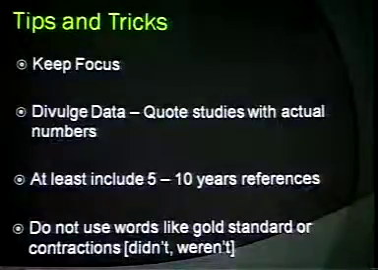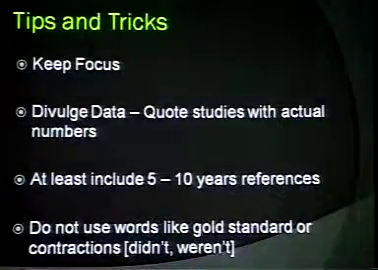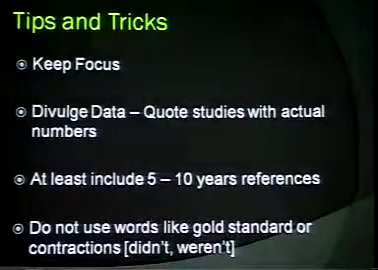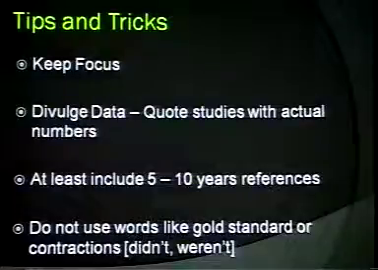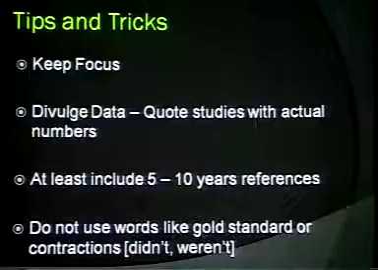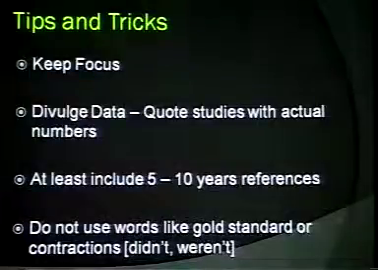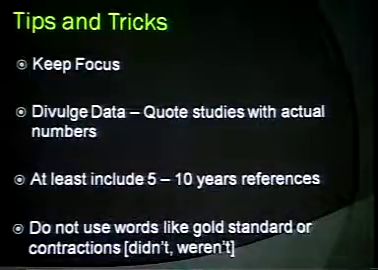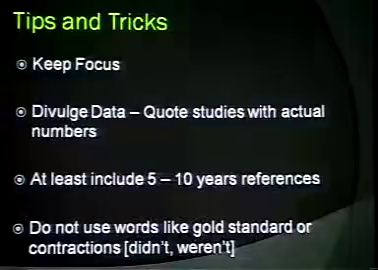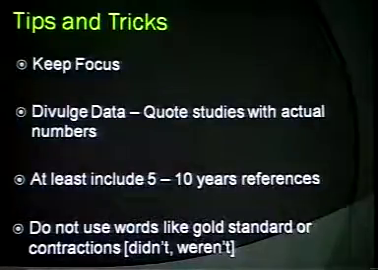Second, you don't want to add everything that is there in your literature to your introduction. You have to quote studies with actual numbers. Whatever you are quoting, quote them with the numbers that are there. So many patients, they have got this percent of good result, or this percent of bad result, or this percent of complication. So quote the data in your introduction. Include at least 5 to 10 years of references. Not every one, but select. Do not use words like gold standard or contradiction, things like that.